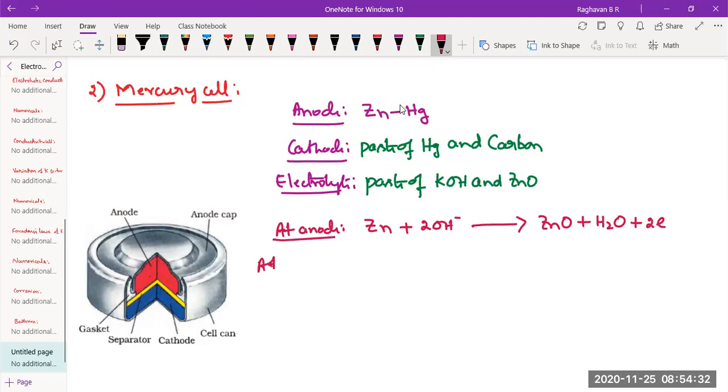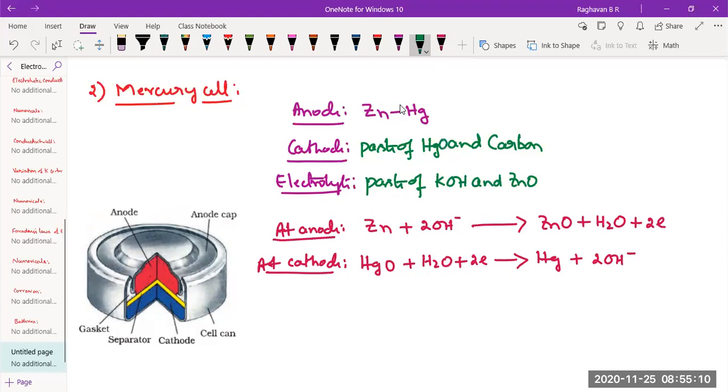At cathode, this mercury oxide along with water takes 2 electrons and becomes mercury, liberating those 2 hydroxide. This is actually mercury oxide. Paste of mercury oxide and carbon is cathode. So mercury oxide of the cathodic compartment will take electrons along with water to form mercury and OH.